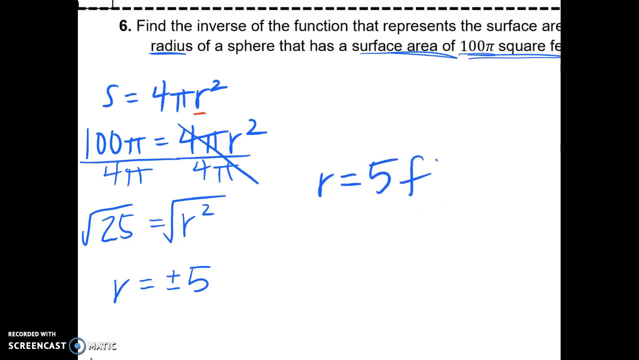So 5 feet should be the radius. And that's it for today's notes.